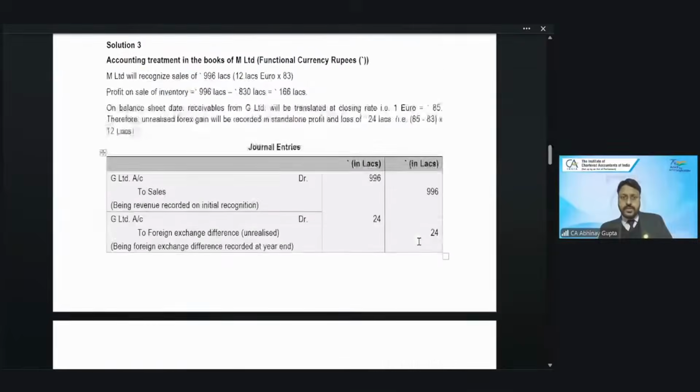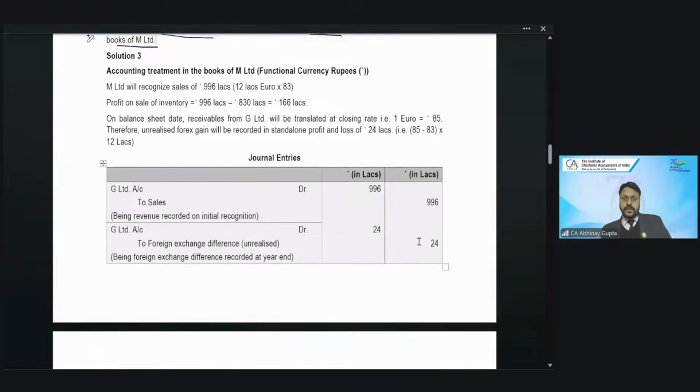You can match the figures as well, whatever you have arrived at. So accounting treatment in the books of M Limited. M Limited is recognizing a sale of rupees 996 lakhs, right? How is the 996 lakh computed? 12 lakh euros of sales into 83, the conversion rate on the date of the sale, right?